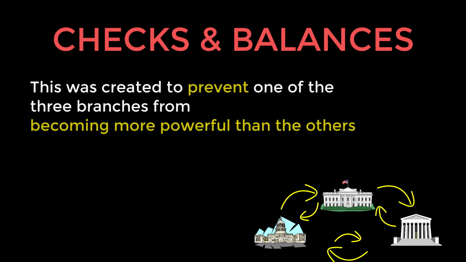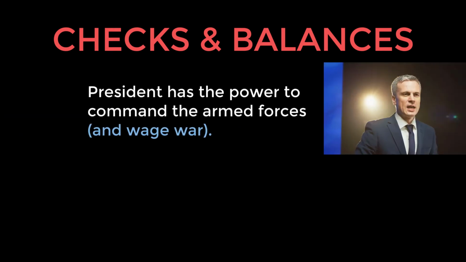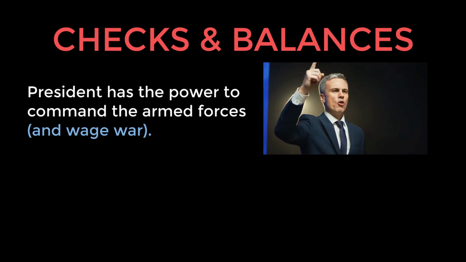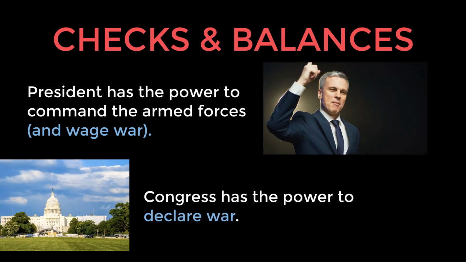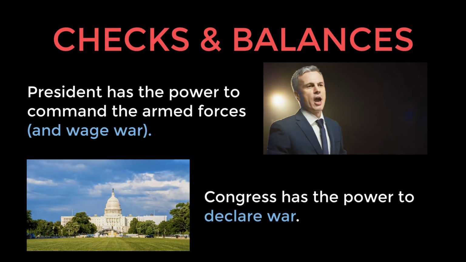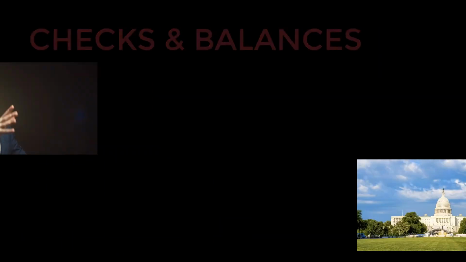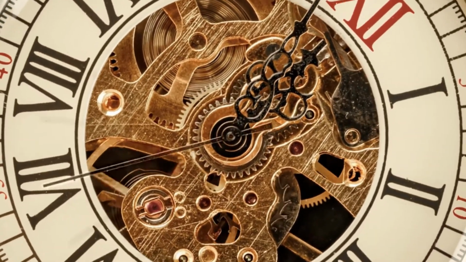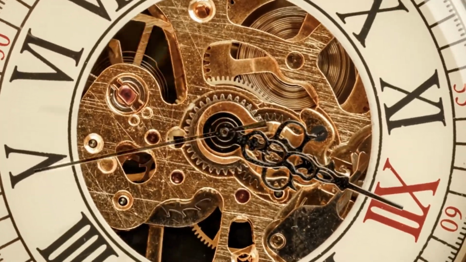This was created to prevent one of the three branches from becoming more powerful than the others. For example, although the president, the executive branch, has the power to command the armed forces, only Congress, the legislative branch, has the power to declare war. Checks and balances.